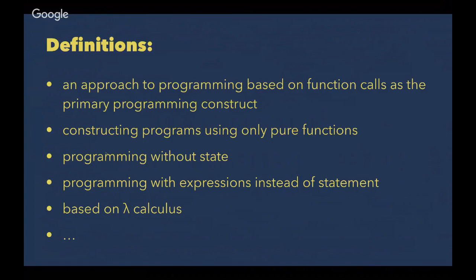For example, people say it's programming based on function calls as the primary programming construct. That is opposed to imperative programming. In imperative programming, we have commands. Your program is a sequence of commands, one after another. But in functional programming, it's actually nested function calls. A function calls another function, and that function calls another function. The return value of the first function is the input of the other function, and so on.